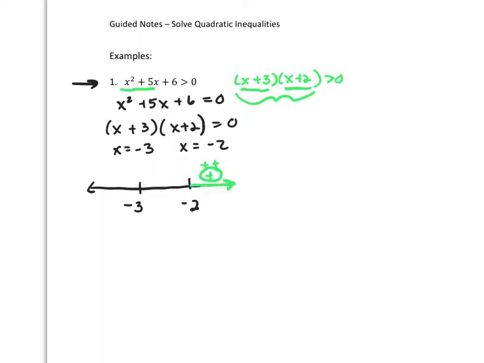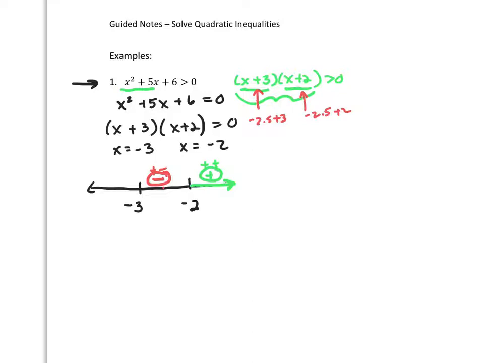All right, now let's check this middle interval, in between negative 3 and negative 2. I'm going to choose negative 2.5. Negative 2.5 is my number. If you plug negative 2.5 in that first factor, negative 2.5 plus 3, that's positive. If you plug negative 2.5 in that second factor, negative 2.5 plus 2, that's negative. What's a positive times a negative? It's a negative.